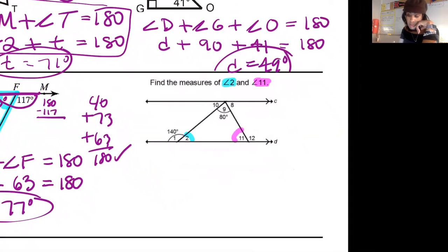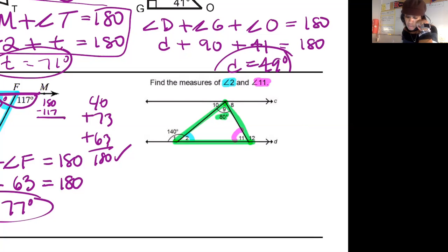So let me draw my triangle here. There's my triangle. But we only have one of the angles. We only have that 80 degrees right here. We don't have the 2 or the 11. Which one do you think we could get more easily? Which one has something next to it that we could work with?